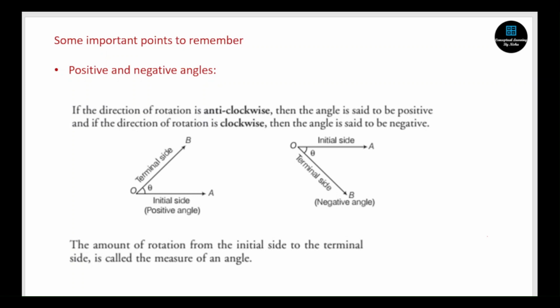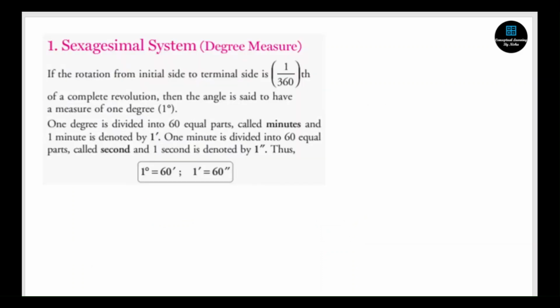Now see, this is the initial side, okay, this is the terminal side. When the terminal side rotates in the anti-clockwise direction, then the angle is positive, and vice versa. When the terminal side rotates in clockwise direction, it is a negative angle. All right, this angle measure is nothing but the amount of rotation between the terminal and the initial side. All right, there are two systems, okay, degree measure.